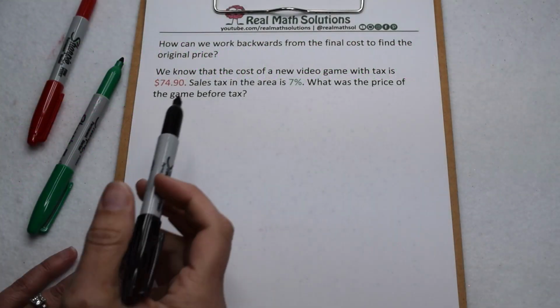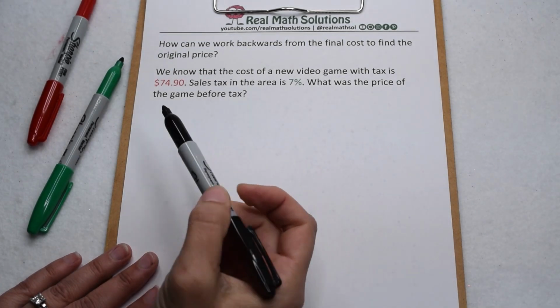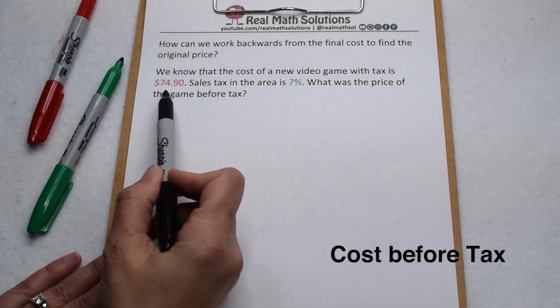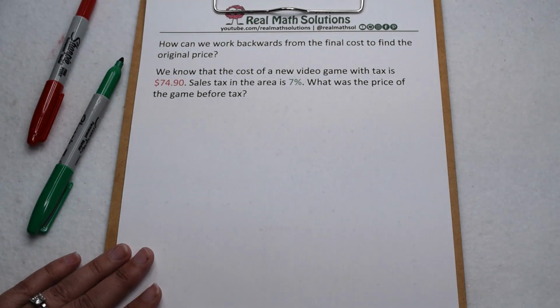If we know how to figure tax, tip, and discount, can we also work backwards from the final cost to find the original price? Well, let's give it a shot. We know the cost of our new video game with tax is $74.90. We know that sales tax is 7%. So what was the price of our game before tax?